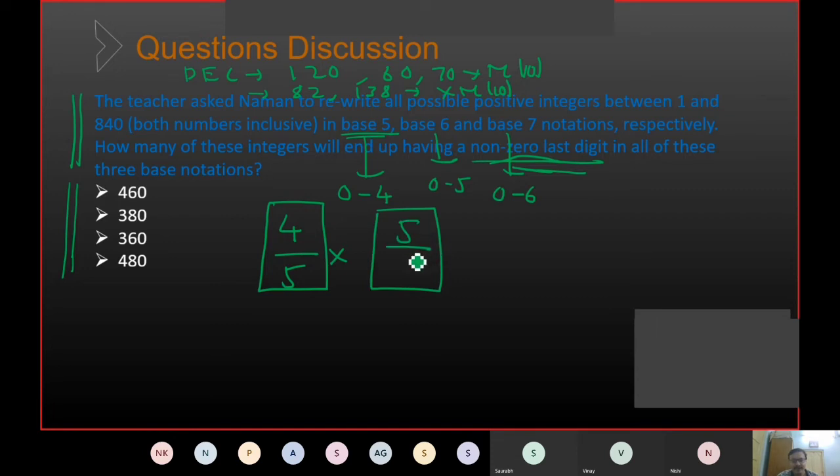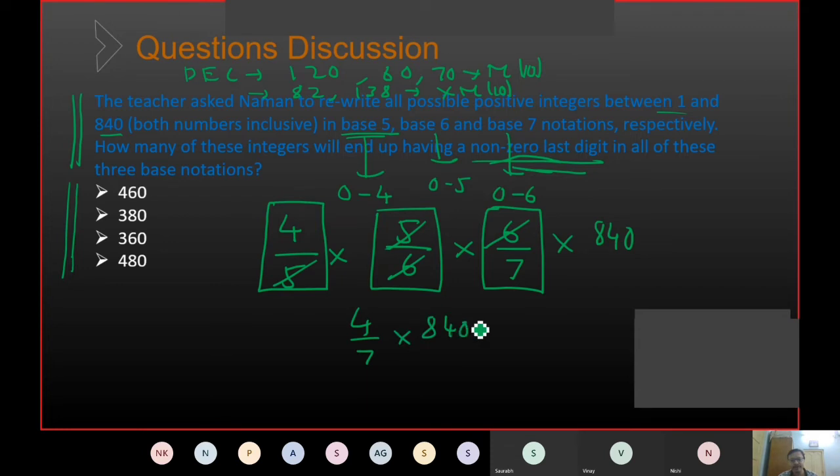Similarly, 5 in every 6 numbers are not divisible by 6. 6 in every 7 numbers are not divisible by 7. So the answer will be 4 by 5 into 5 by 6 into 6 by 7 into your total range of numbers, that is 1 to 840. So this cancels out to 4 by 7 into 840, which comes out to be 480. Hence the answer is option D.